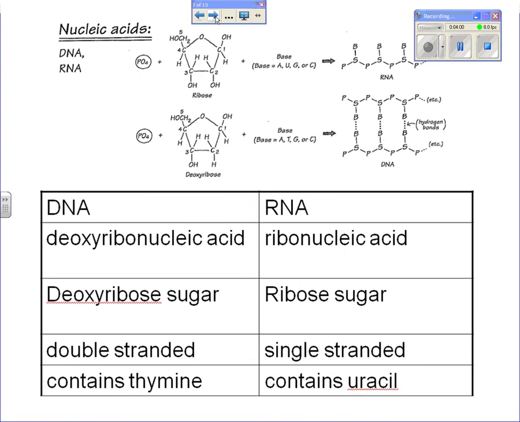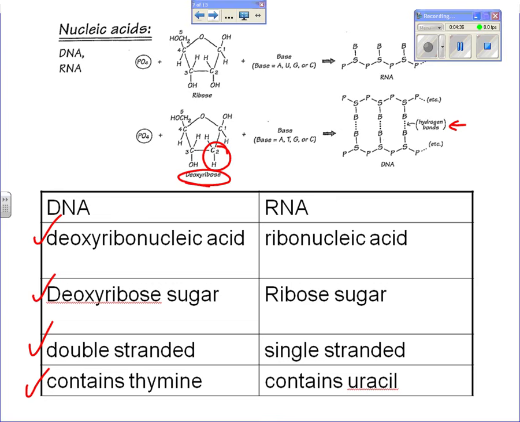So here's a little comparison between DNA and RNA. We know that DNA stands for deoxyribonucleic acid, and that means that the sugar is a deoxyribose sugar. If you see here on our diagram, here's deoxyribose, and it's considered a deoxyribose molecule because that second carbon right here does not have an oxygen. So deoxy means no oxygen, and it's missing on that second carbon. It's also a double-stranded molecule. You can see that from here. We've got 2 strands held together by those hydrogen bonds, and it also contains the base thymine.